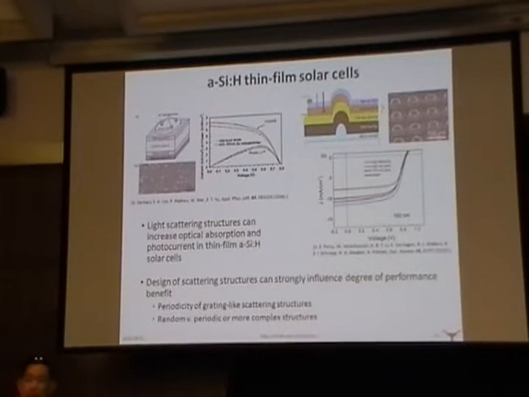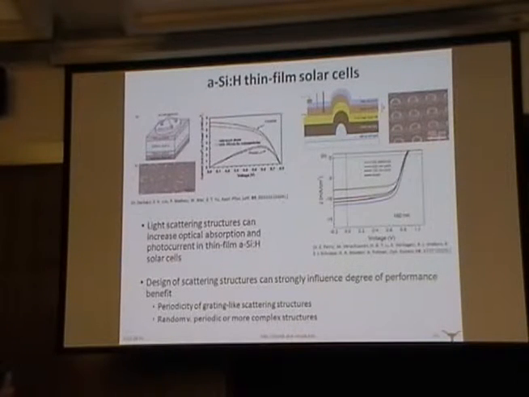So if we look first at amorphous silicon, this is something that we actually did some work on, quite a few years ago, looking at amorphous silicon thin film solar cells. You put, at that time, particles on the top, and you get an increase in short circuit current and power output, on the order of several percent. This has been looked at in quite a bit more detail now by a number of groups.